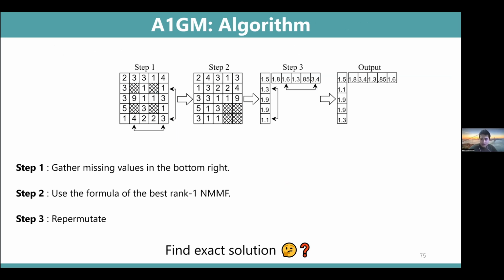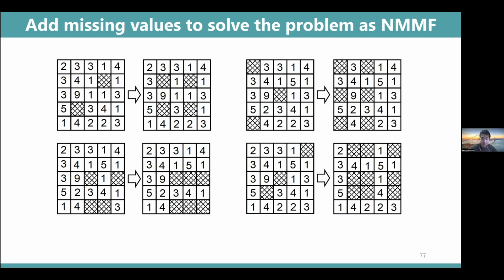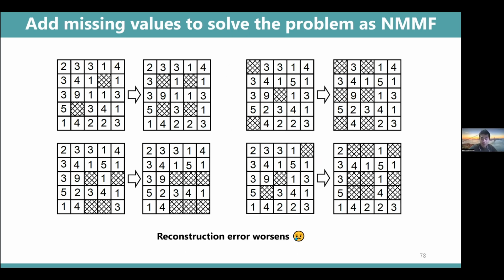Based on these facts, it seems that we can develop the following algorithm. First, we gather the missing values in the corner by permutations. Then we use the formula of the best rank 1 NMMF. And finally, we depermute it. But as we can see, the first step is often impossible. These are example matrices where permutations cannot gather missing values into a corner. To handle them, we add missing values so that we can gather them in a corner. It is clear that information in the matrix will be lost, so the reconstruction error might be worse, but since we can approximately solve the task by the closed formula of NMMF, we gain in efficiency.